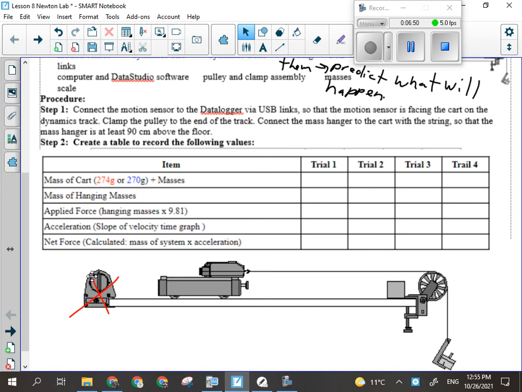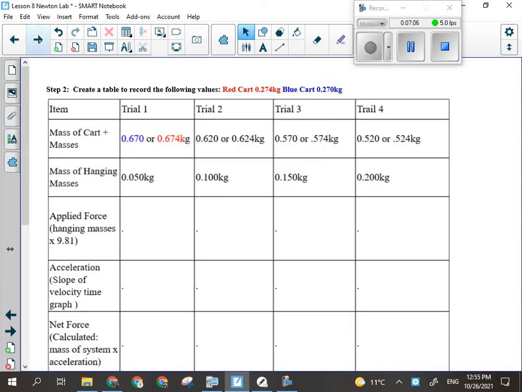In the cart will be some masses. Because like we said, we want to keep the mass of the system the same. We want essentially the total mass of the system to be, I think it's 400. No. So our total mass is going to be 670 grams, or 0.670. No, 0.720. So 0.720 is going to be the mass of our system.